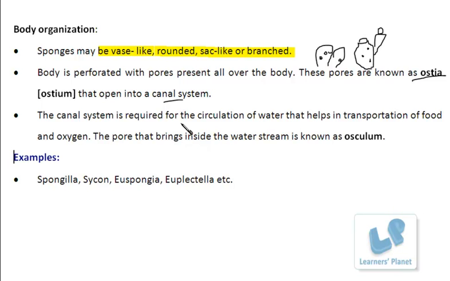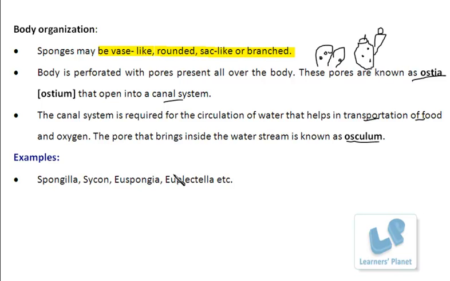Next point is that in this canal system, the water stream which is coming inside is not brought in by all these pores. It is leaving through the main pore, which is known as the osculum. You can compare this osculum with the mouth in higher organisms. That is present here at the top region. This osculum brings the water stream, which helps in the transportation of food and oxygen. And definitely the outgoing stream of water will take away the waste material also. So this is how it takes place in a very simple way.